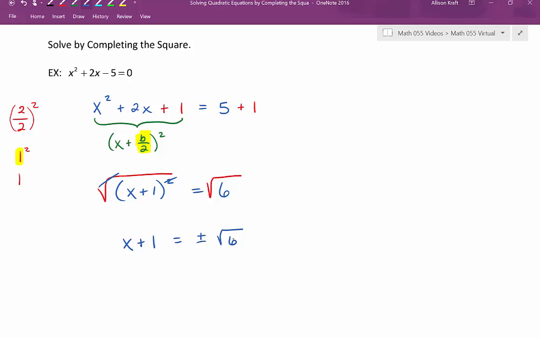So now we want to go on to solve for x. All we need to do here is subtract 1 from both sides. We end up with x equals -1 plus or minus the square root of 6.